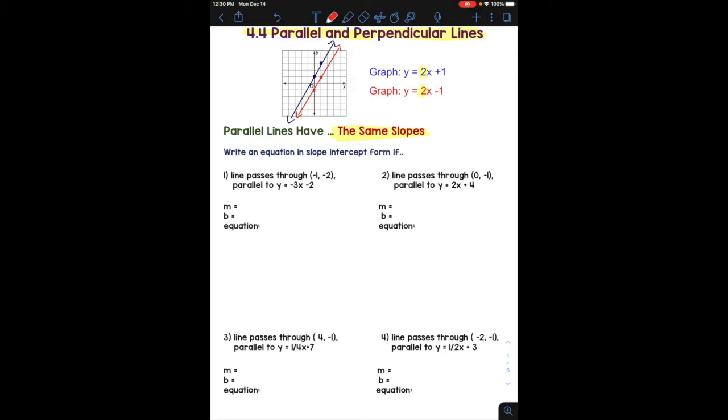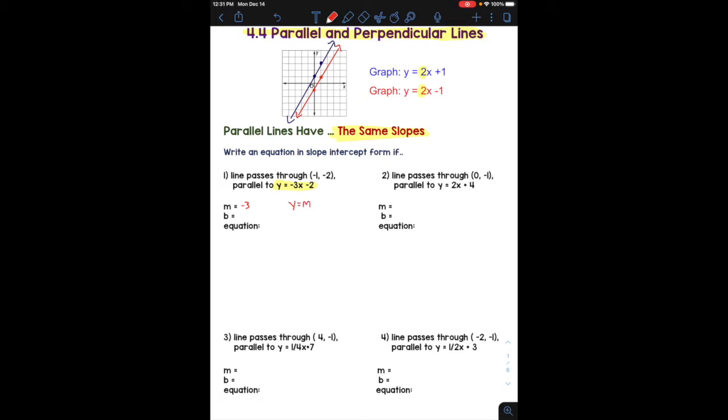For example, in number 1, we wanted to write an equation in slope-intercept form that passes through the ordered pair (-1, -2) and is parallel to this equation, y equals -3x minus 2. If the equation that we're going to write is parallel to that equation, we'll have the same slope. So over near m, I'm going to record that our slope will also be -3. The only thing left to do is find b, or the y-intercept.